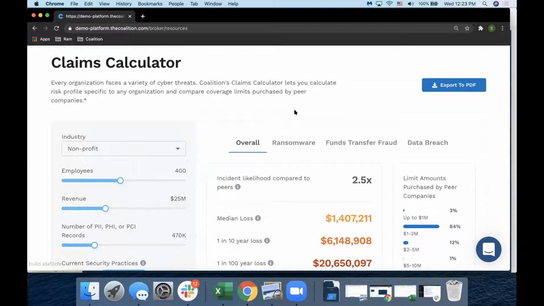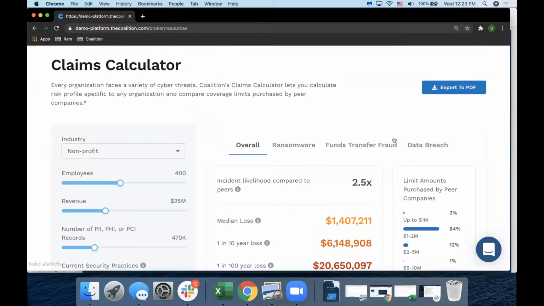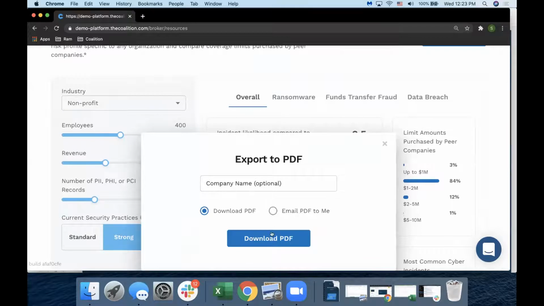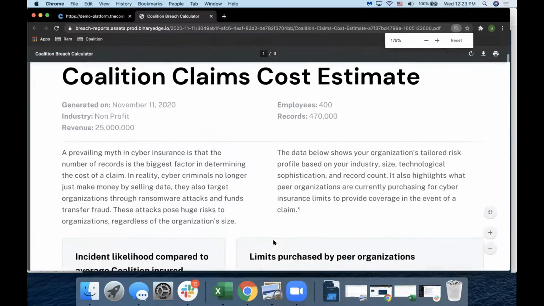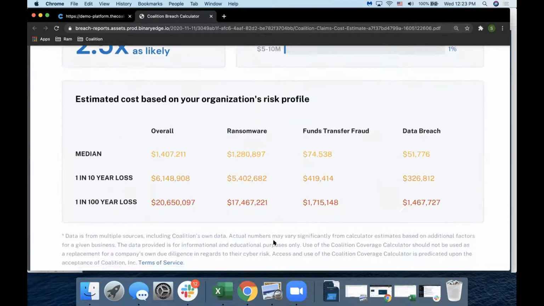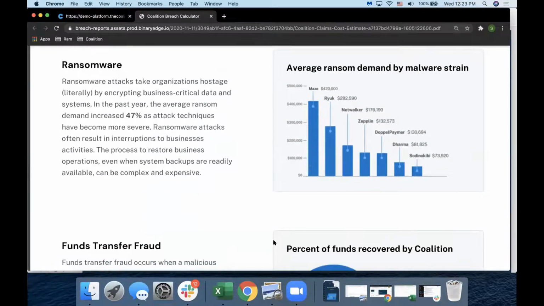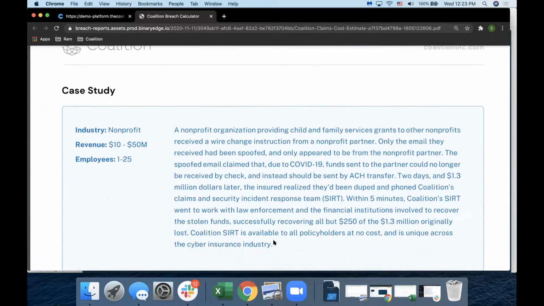Recognizing that this calculator, I'm going to show you something different in a minute, but this claims calculator is not specific to a client, right? As respects to their security practices. As an example, we do provide you the ability to export this document. You can put the company name if you want to, you can email it to yourself, but export this document into a PDF such that you can use it as a sales enablement tool, right? So here, this document is here. You can see that we provide you all the information that we outlined on the page, as well as some material that can help you understand some nuances associated with ransomware, funds transfer fraud, as well as data breach. There are some case studies.